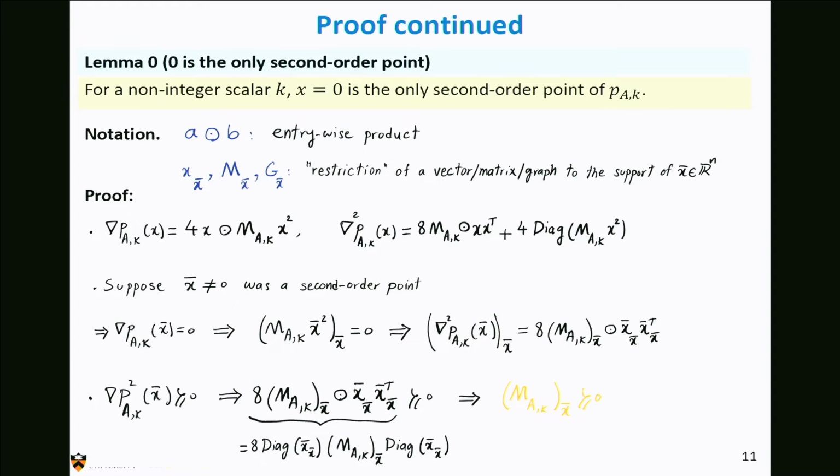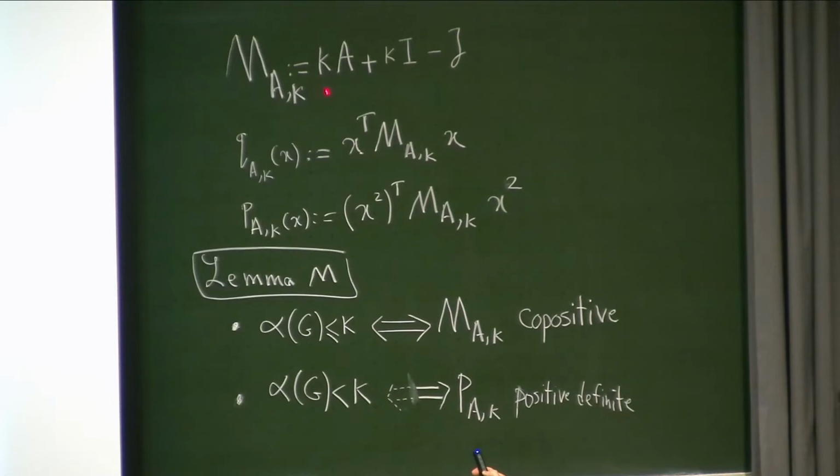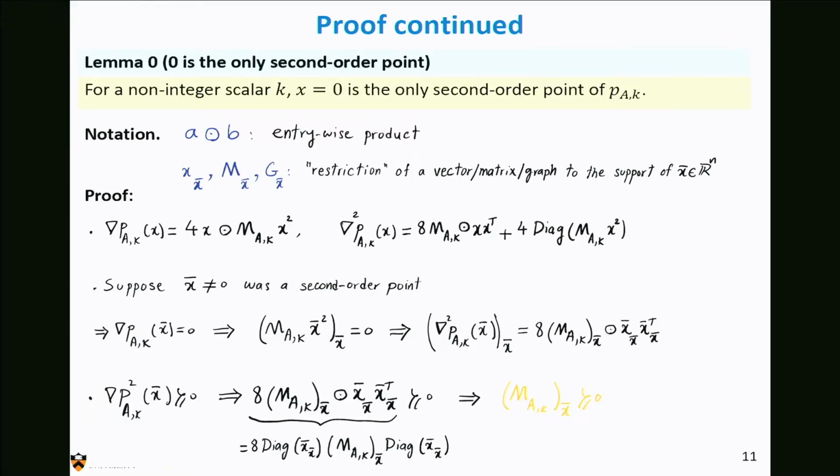So a reminder of what's the definition of M_k. I can write M_k based on the graph and the k, which is non-integer. So this matrix as a whole, it may not be PSD. It may not even be copositive. But there is a principal subblock of it, which corresponds to the support of x bar. That subblock will be PSD.